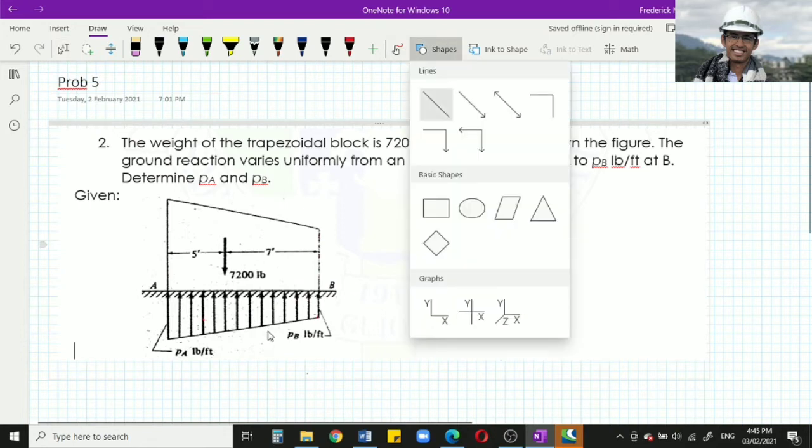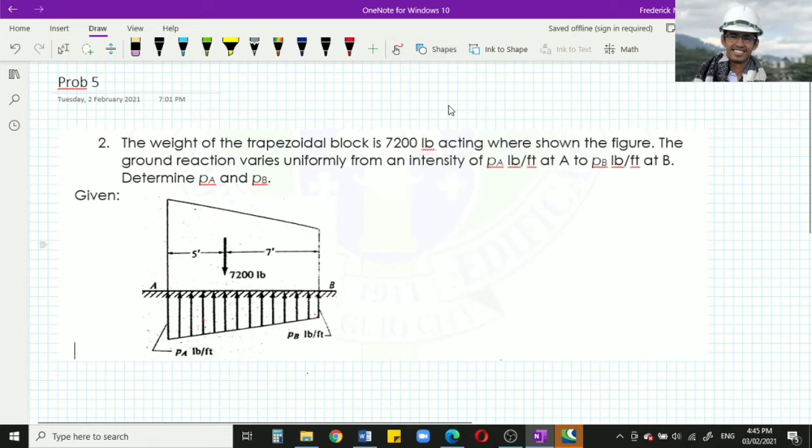So, we can divide this into two triangles para makuha natin yung ating resultant force, para makuha natin yung PA and PB. Okay? So, na-divide na natin into two triangles. Dito sa two triangles, magkakaroon tayo ng dalawang resultant forces. Sabi natin kapag triangle, yung resultant force niya nag-a-act doon sa centroid ng ating triangle. And yung centroid ng ating triangle will be 1/3 from here, dito sa ating base. So, let's call this RA.